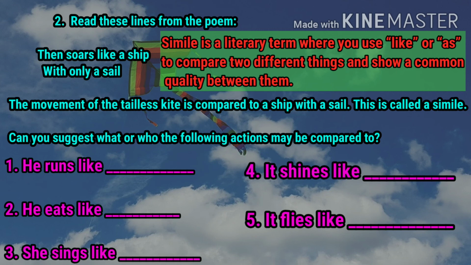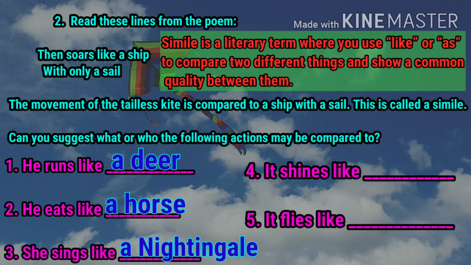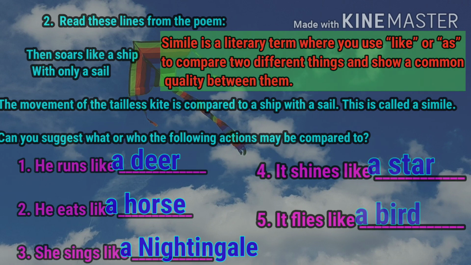Now let's do these 5 sentences one by one. The first sentence is: He runs like a deer. The second one is: He eats like a horse. Next is: She sings like a nightingale. The fourth one is: It shines like a star. And the last one is: It flies like a bird. So these were the back exercises of this poem, and I hope you have understood everything.